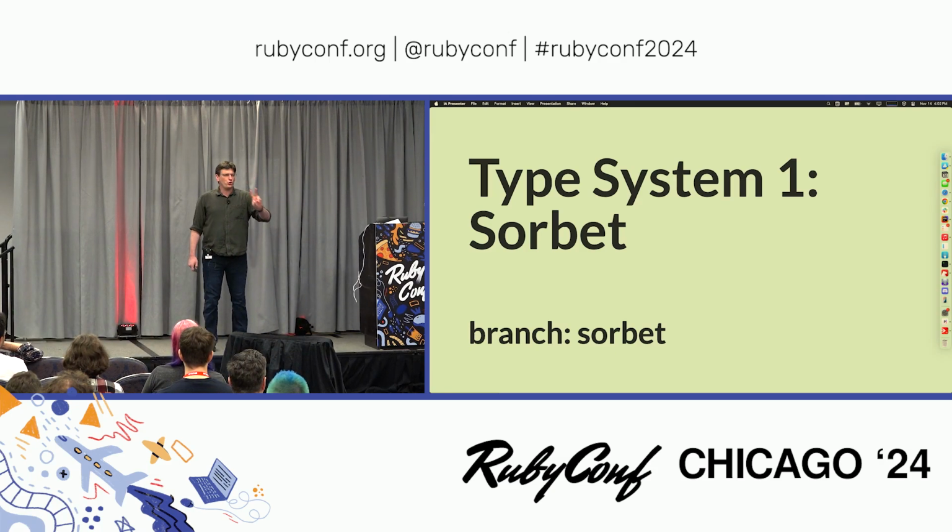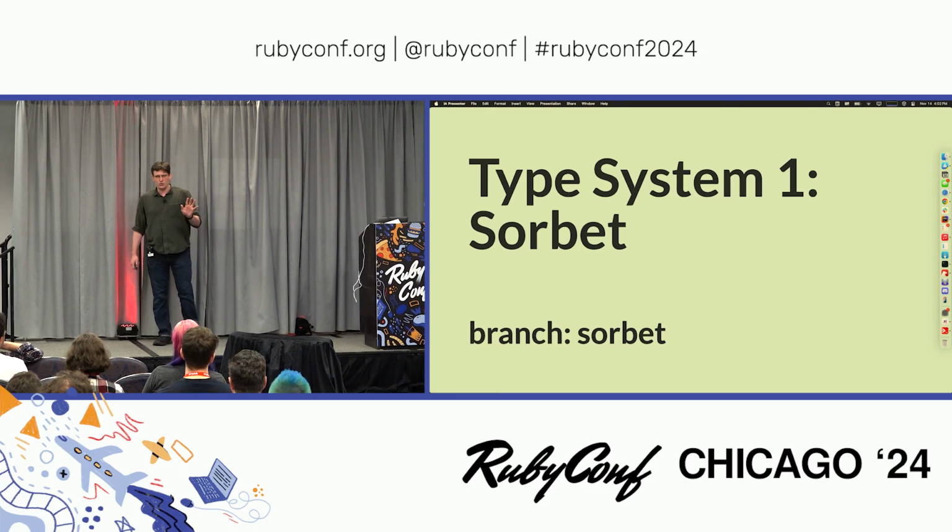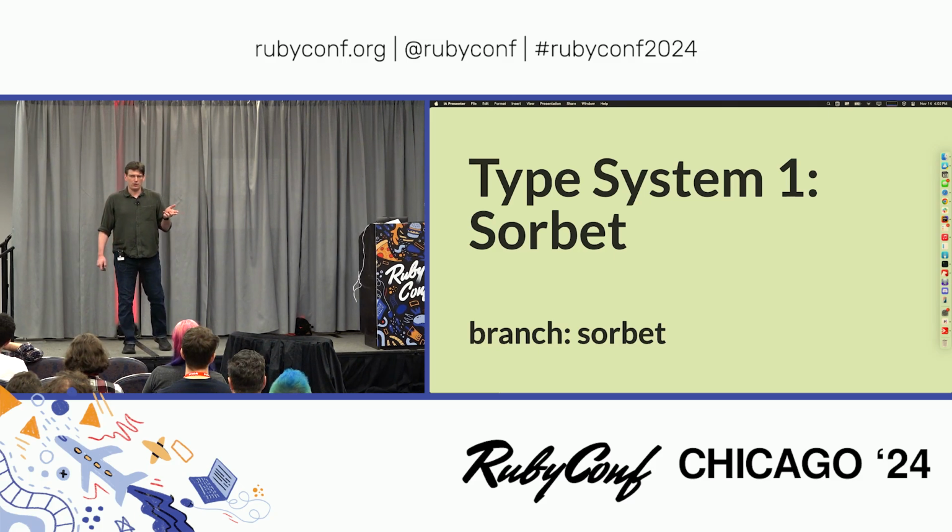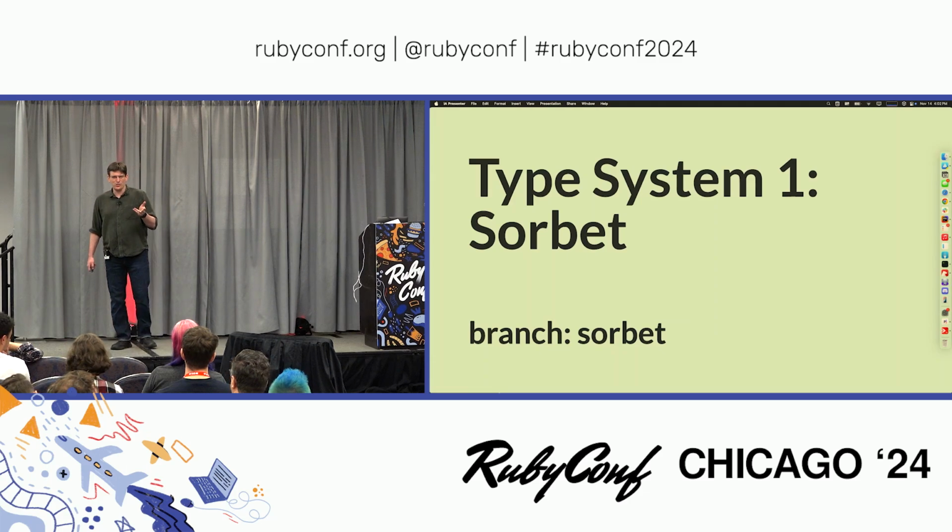So, okay, there's two type systems in Ruby. I want to get a sense of the room here. How many people here have used Sorbet at all? It's so hard to tell. It's like a quarter of the room, a third of the room. How many people have used it in a production system?